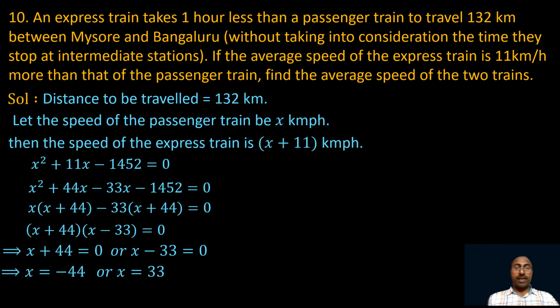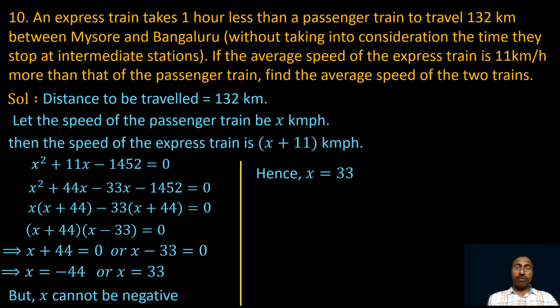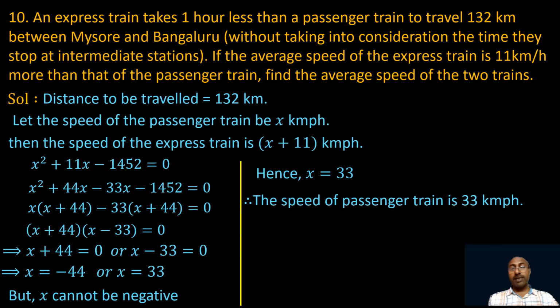But here x is the speed of the passenger train. So the speed of the passenger train cannot be negative. That is, x cannot be negative. So the value of x is equal to 33. So what is x here? The speed of the passenger train is 33 km per hour, and the speed of the express train is 11 kmph more than the passenger train. That is 33 plus 11, that is 44 km per hour. Okay, students. So let's go for the 11th one.